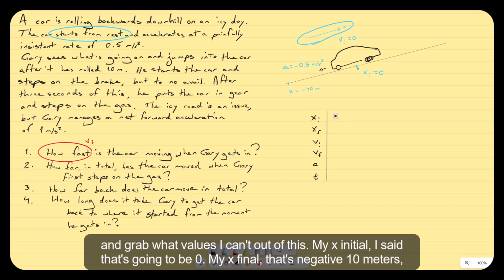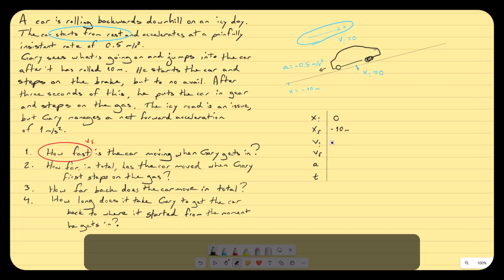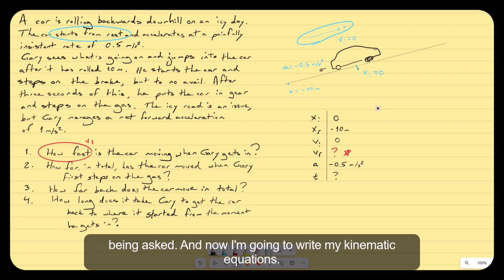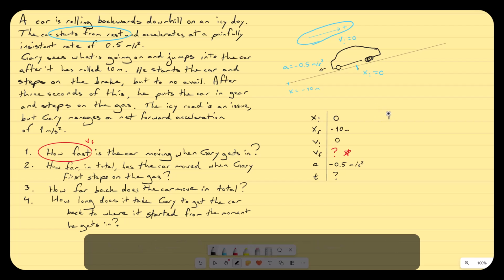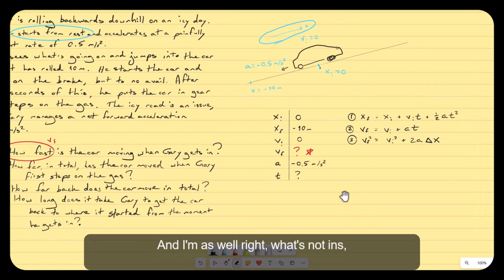My x initial, I said that's going to be 0. My x final is negative 10 meters. V initial is 0. V final, I don't know, but I'd like to. My acceleration is negative half a meter per second squared. And the time, I don't know, but I don't need to. That's not what's being asked. Now I'm going to write my kinematic equations, and I may as well write what's not in these. This really is my starting point every time.